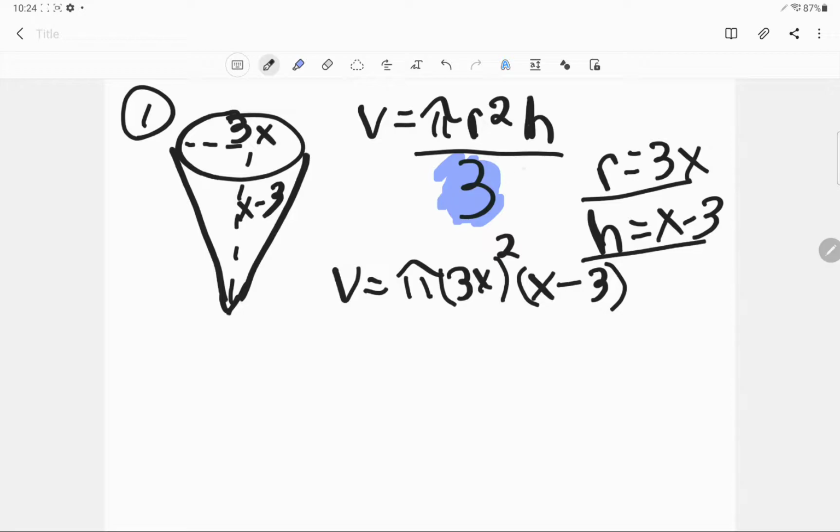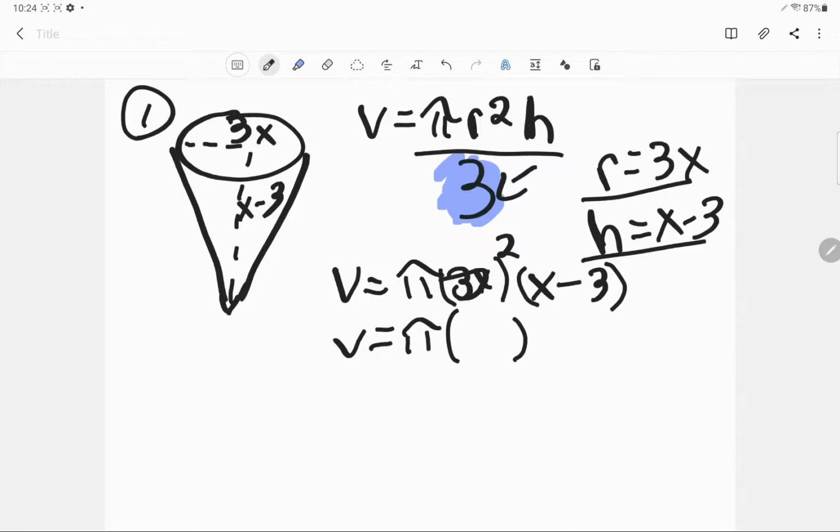Again, I'm going to wait and divide by 3 towards the very end. So don't worry about that. We'll just remember to do it at the very end. That's going to be your final step. Now I'm just going to simplify, or expand, per se. So I'm going to rewrite this whole thing right here.